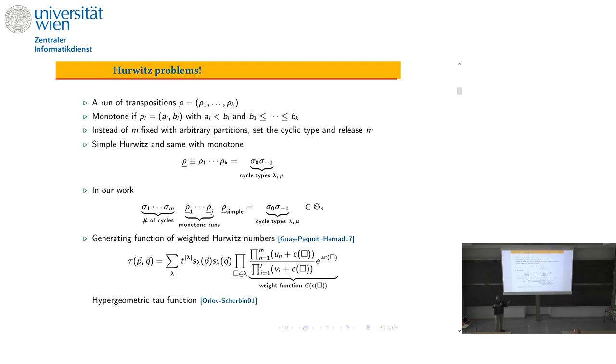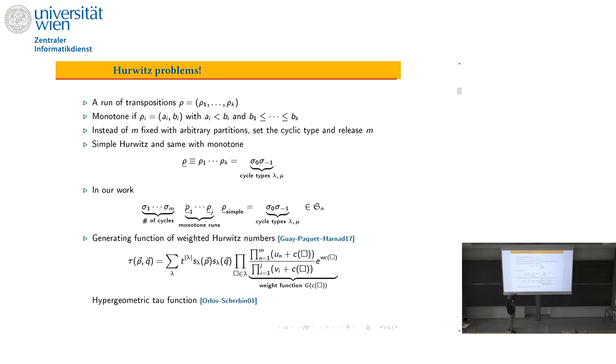So instead of the previous problem where I had m permutations and some arbitrary cycle types, I can do sort of the reverse and fix the permutations, like transpositions, and let m be free. Simple Hurwitz numbers are like that. You take a run of transpositions, and you take the product of the transpositions, which I call rho underlined. And you ask that it's a product of two permutations with given cycle types, lambda and nu.